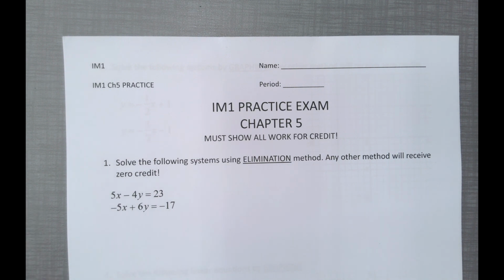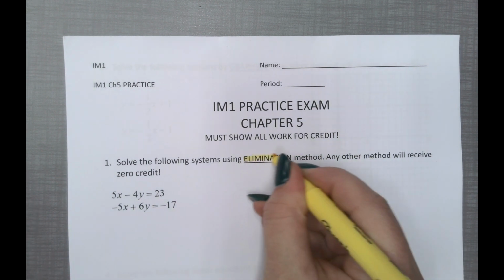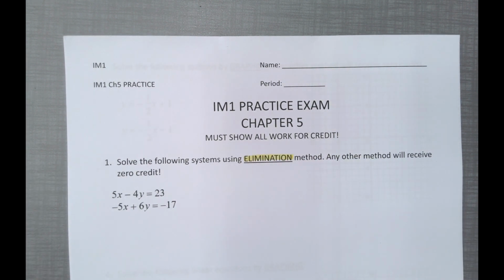First question is asking you to solve the system using the elimination method. Any other method will receive 0 credit. So this is a level 1 question. We are looking for the opposite sign, the same number and the same letter combination, and we're looking between two equations.